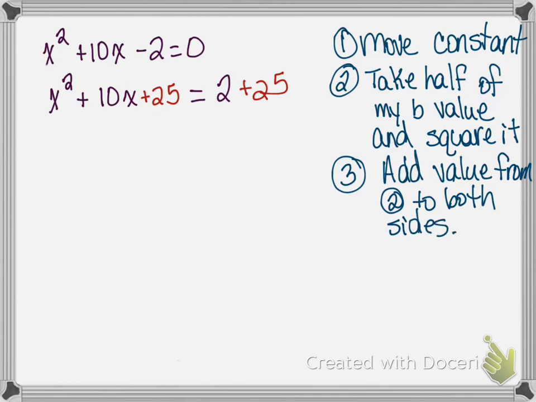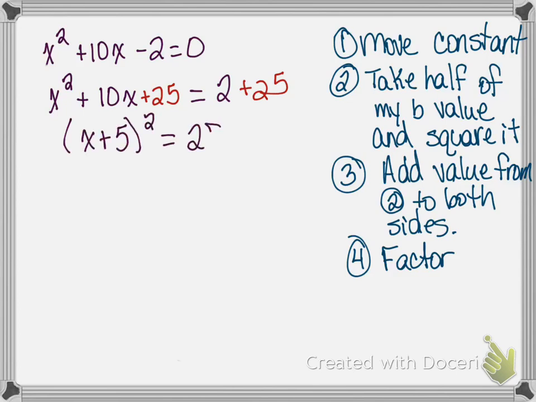I have created a perfect square trinomial. By design, I have created a perfect square trinomial. So my next step then is to factor that perfect square trinomial. I'm factoring x squared plus 10x plus 25. That factors to x plus 5 squared. My next step is to take the square root of both sides.